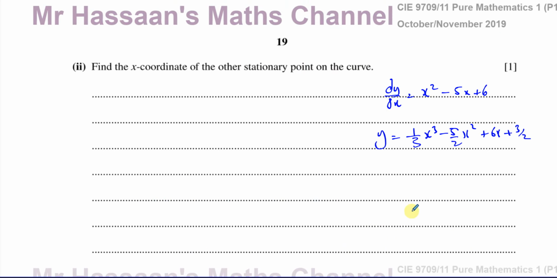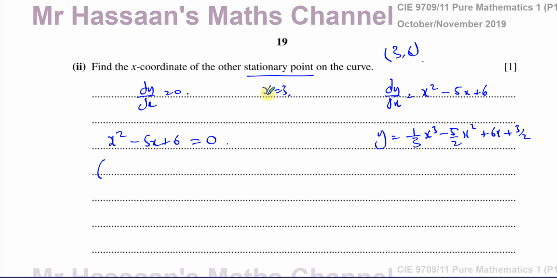Part 2 says, find the x-coordinate of the other stationary point on the curve. So the stationary point is a place where dy/dx equals 0. Now we know one of the stationary points was when x equals 3. So I know that when x squared minus 5x plus 6 equals 0, that's when I'm going to get the stationary point. There's another stationary point, so to find it we can factorize.